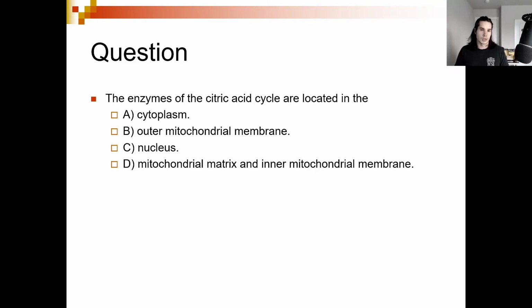Okay, so the enzymes of the citric acid cycle are located where? Think about where the citric acid cycle is occurring, in the matrix of the mitochondria. So it makes sense that floating in that matrix are probably enzymes, and maybe you have some enzymes embedded in the inner mitochondrial membrane as well. So mitochondrial matrix and the inner mitochondrial membrane would be the correct answer.